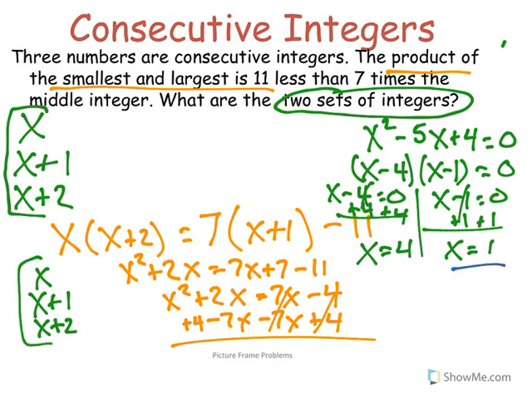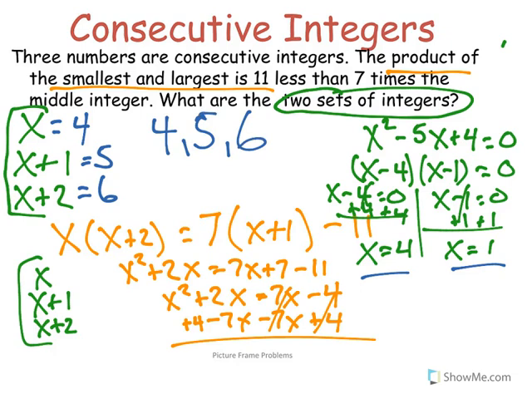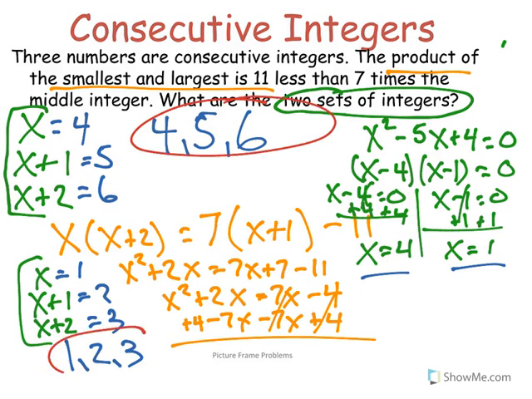So one of my solutions is that x is equal, let's start with this one, right? X can be 4. Well, if x is 4, then x plus 1 is 5, and x plus 2 is 6. So one of my solutions is 4, 5, 6. The other possibility is that x is equal to 1. And my other solution set is 1, 2, 3. Right, so these are my solutions. So the question says, what are the two sets of integers? We would say set 1 is the numbers could be 4, 5, and 6. Set 2 is that the numbers could be 1, 2, and 3, right?